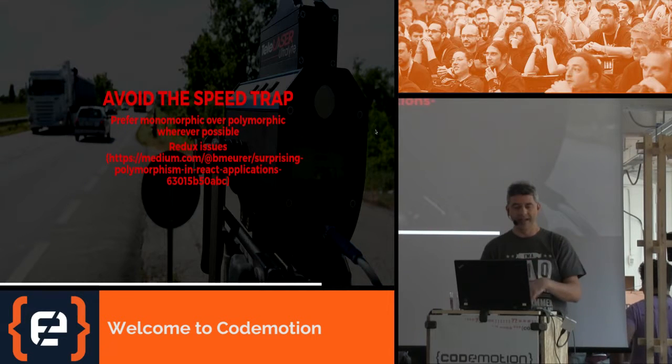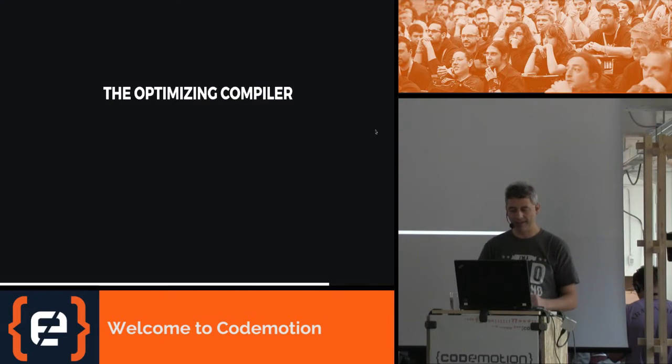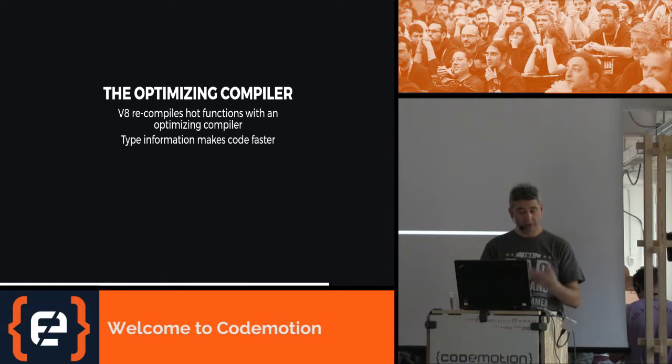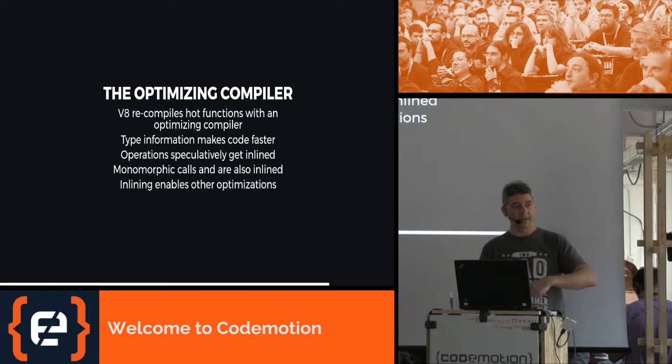Now I will gloss over this. It's funny. In Redux, there was a funny issue because essentially Redux and React were causing polymorphic code, and the V8 engineers tried to track that. It could be fun to look at that, but it will take too much time. So about the optimizing compiler, I already said this. This reoptimizes hot functions, and type information makes it faster. And operations are also inlined speculatively, so they will get even faster. And monomorphic calls are inlined. And inlining enables more optimizations because you have visibility of the code, so you can move pieces of code here and there. It gets even better.